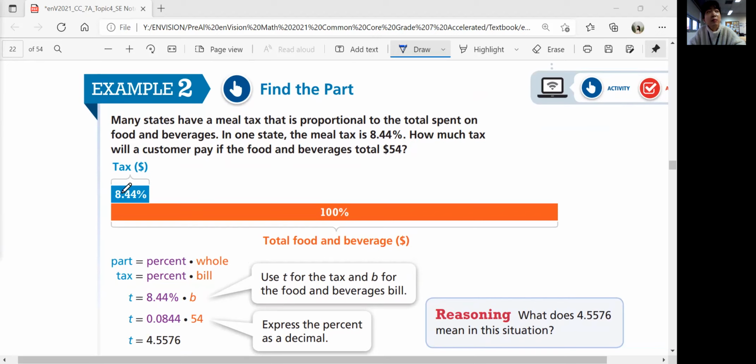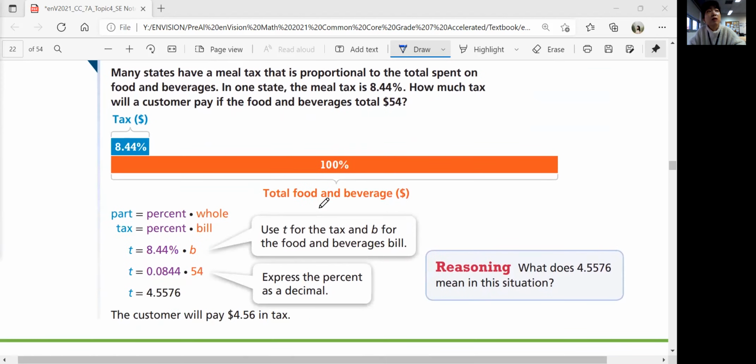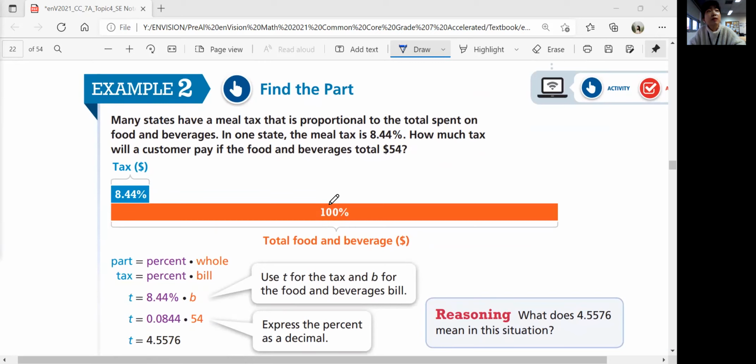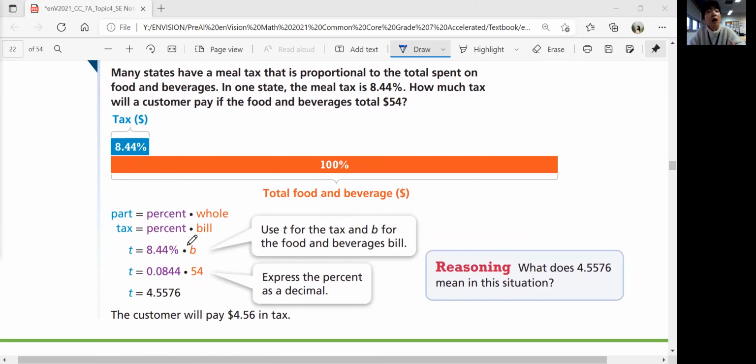Because tax is going to be the part. So tax is equal to the percent times the whole bill. So T is equal to 8.44% times B, which is 54 here. And if you multiply that, make sure that your percent is converted to a decimal, and then you multiply that decimal. You can't multiply the percentage by the bill because that's still going to represent a percentage, but you want the money. The tax is not going to be a percentage. You want the actual money that represents that percentage.